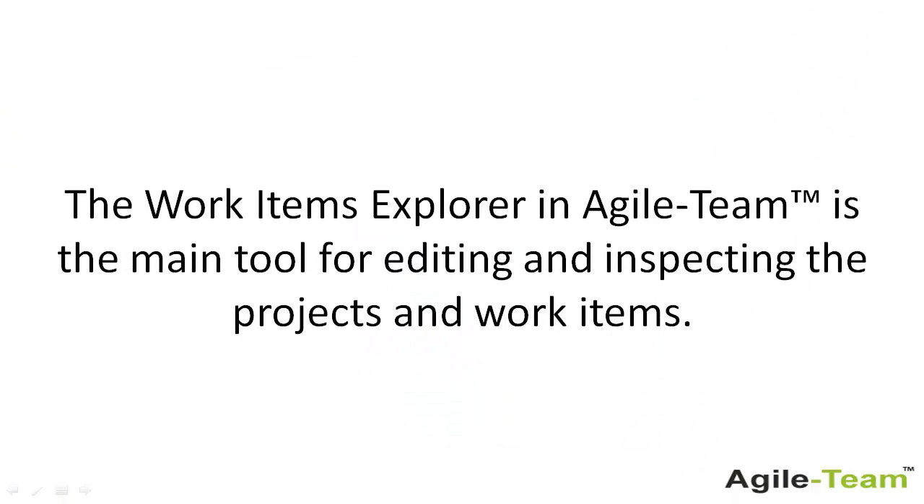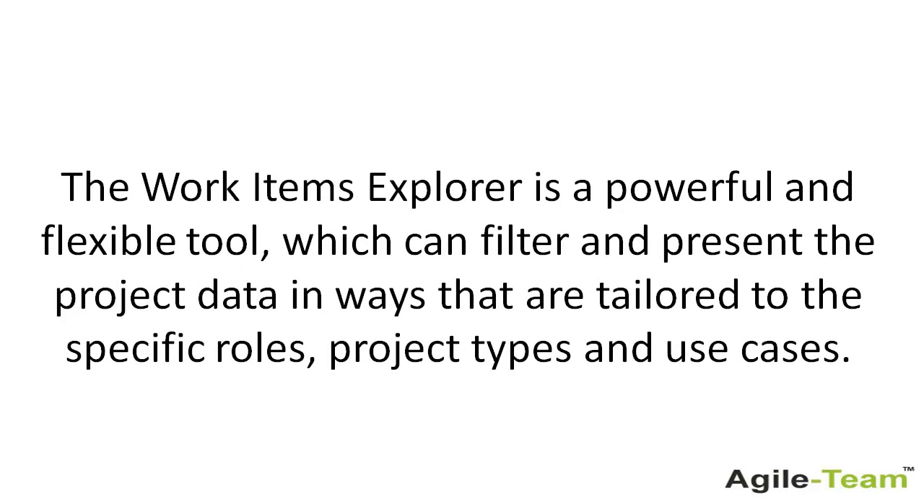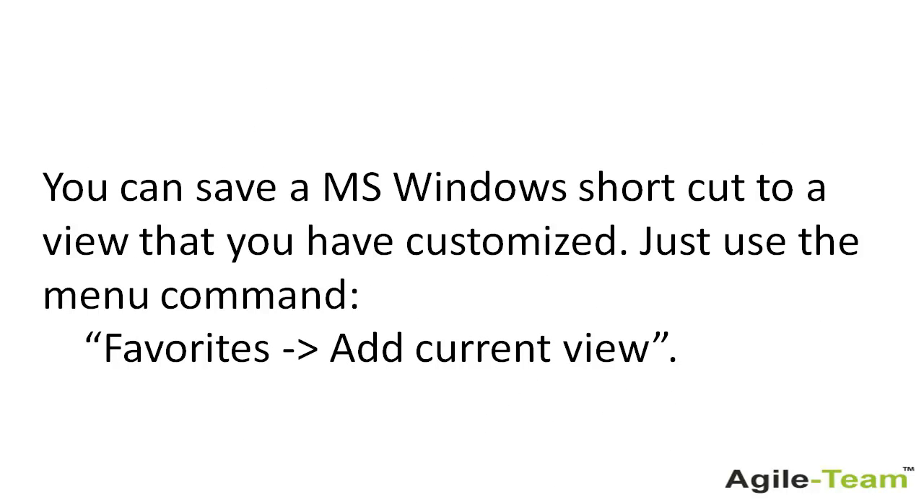The Work Items Explorer in Agile-Team is the main tool for editing and inspecting the projects and work items. The Work Items Explorer is a powerful and flexible tool, which can filter and present the project data in ways that are tailored to the specific roles, project types and use cases. You can save a MS Windows shortcut to any view that you have customized. Just use the menu command Favorites, Add Current View.